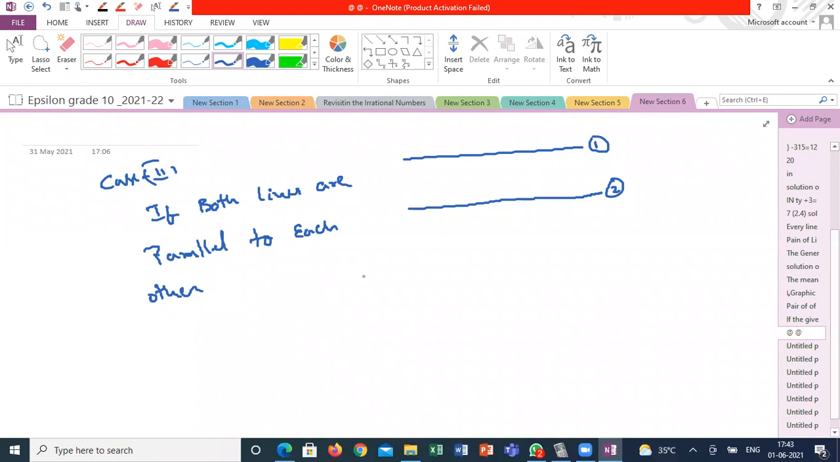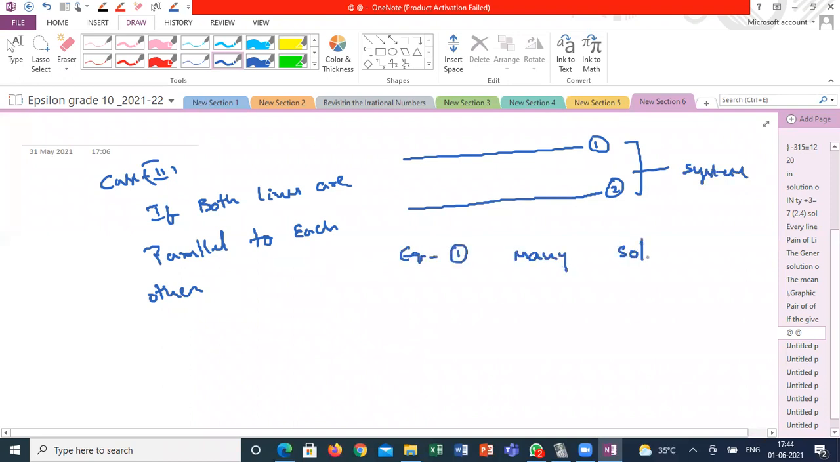Correct. Super. See here, in the given system, these two equations together we call a pair of linear equations or a system of simultaneous equations. In this system I have two equations. Equation 1 has many solutions. Equation 2 has many solutions.